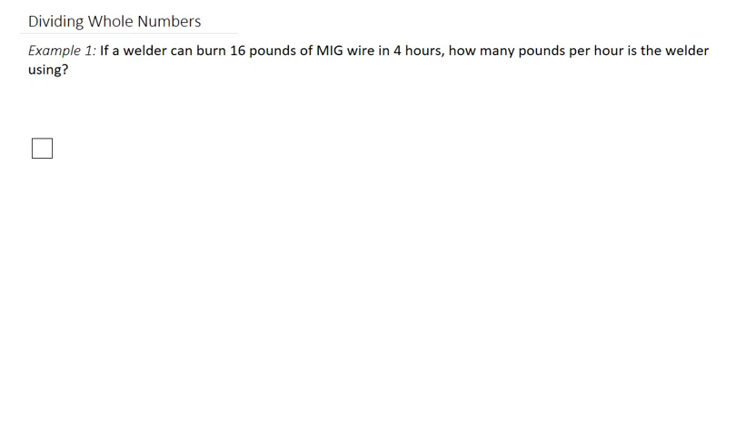Dividing whole numbers. Example 1. If a welder can burn 16 pounds of MIG wire in 4 hours, how many pounds per hour is the welder using? So we have 16 pounds in 4 hours, and we need to find it in pounds per hour. So what we're going to be doing is taking 16 and dividing it by 4 to get our pounds per hour.